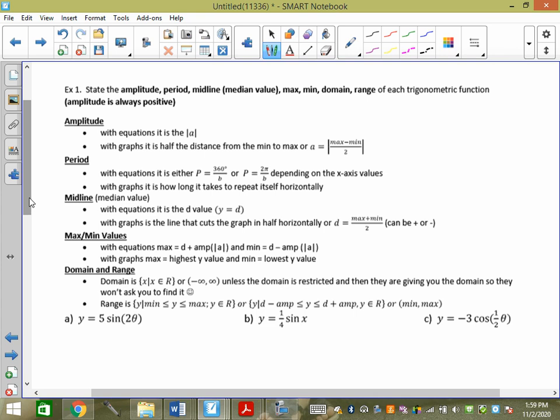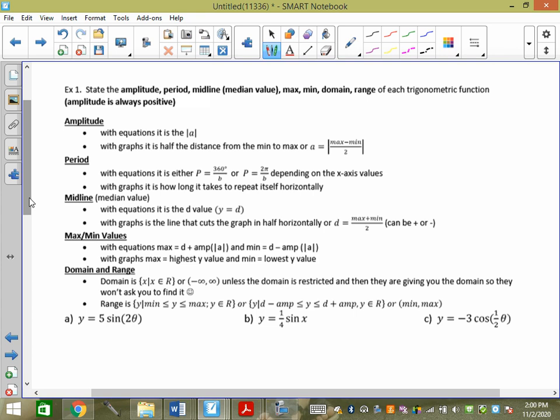So, for example 1 here, it says you're going to state the amplitude, period, midline. Midline is a y equals value. Max, min, domain, and range of each of the trigonometric functions. Remember, amplitude is always positive. So amplitude with equations, you're just going to take the absolute value of a and boom, you have the amplitude, right? Really fast. Off of graphs, you can either find half its distance from the min to the max, the vertical distance, right? So you can count up and divide by 2 from the min to the max and get your amplitude off of a graph.